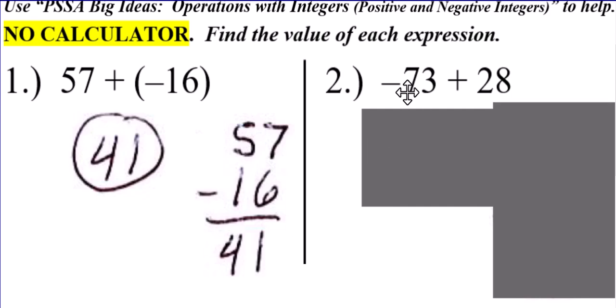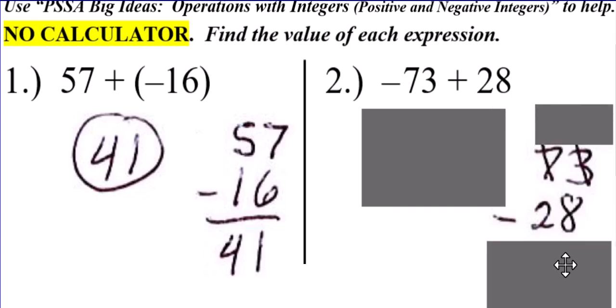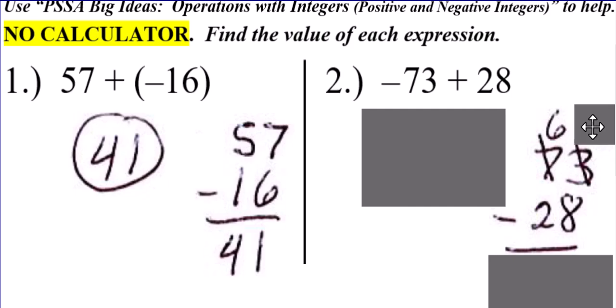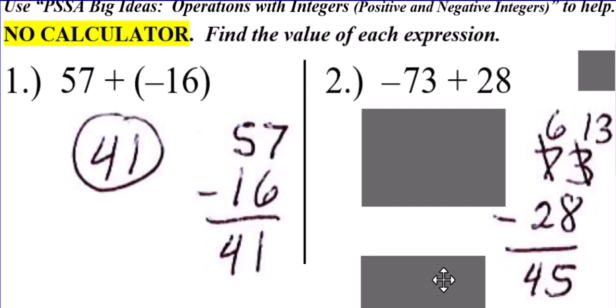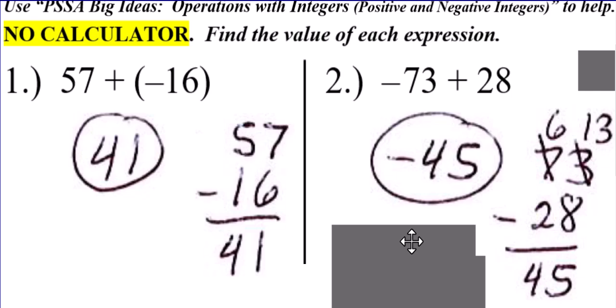Problem number 2. Again, we have different signs, a negative and a positive. So again, we're going to go off to the side and subtract. Notice this time I'm going to have to borrow because 8 was bigger than 3. So we're going to borrow from the 7, making that a 6. The 3 will become a 13. I hope you're writing all those down with me. 13 minus 8 is 5. 6 minus 2 is 4. So will it be positive 45 or will it be negative 45? Well, since the negative number has the bigger absolute value, boom, the answer is going to be negative.